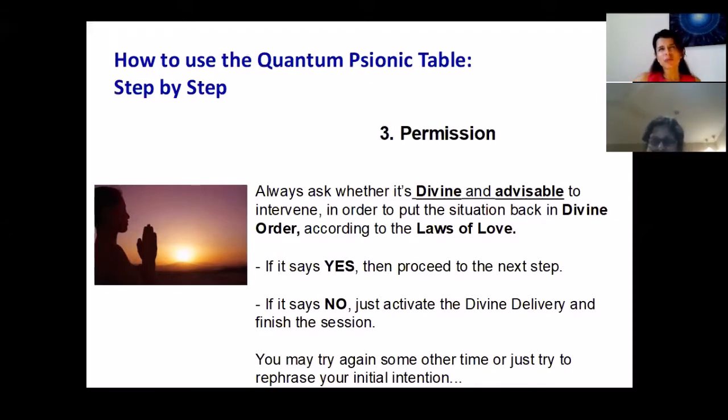When it says no, which very rarely happens, especially for a house, you may try again some other time, or you can just try to rephrase your initial intentions. Maybe you're not supposed to work on the relationships, but you can work on the abundance of that household. Normally we try to rephrase the intentions, and then we can get permission to go. But normally with the house, you normally get a yes.